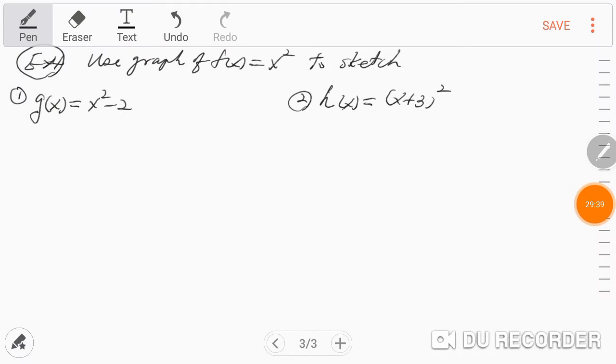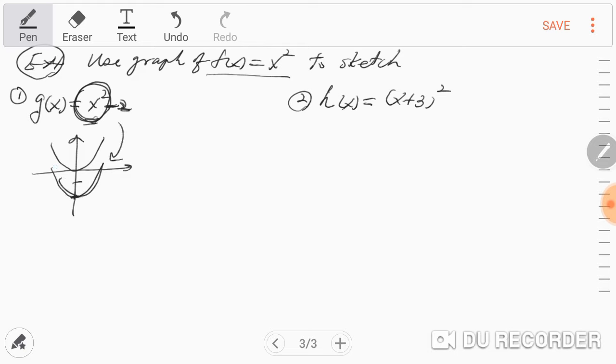Okay, in this example, I will use the graph of f of x equals x squared to sketch each function. Then g of x is x squared minus 2. So I'm going to use the graph of x squared. We know the graph of x squared is this one. So x squared minus 2 means shift the graph of x squared 2 units down. The y value decreased by 2. So this will be the graph of x squared minus 2.